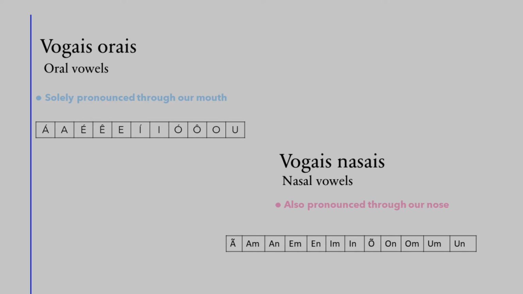And now the vogais nasais, the nasal vowels. These are also pronounced through our nose. Now, they all have a very similar sound, so I'm not going to go through all of them one by one, but I am going to go through the A, the E, the I, the O, and the U.